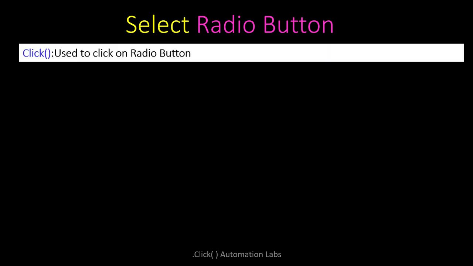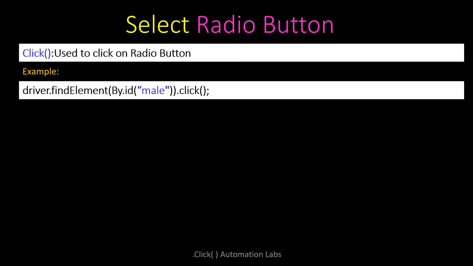Now we discussed how to verify the default status. But now let's look at how we select the radio button if it is unselected. There is no specific method in WebDriver to select the radio button, but we can only use click. The problem with using click is that it doesn't know whether by default it is selected or not. So while using this, we need to be careful. We'll see what care we need to take.